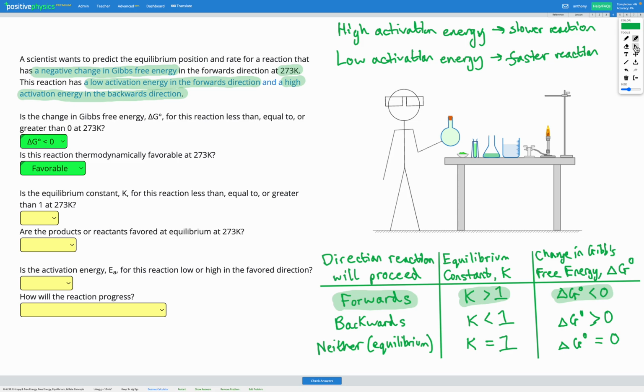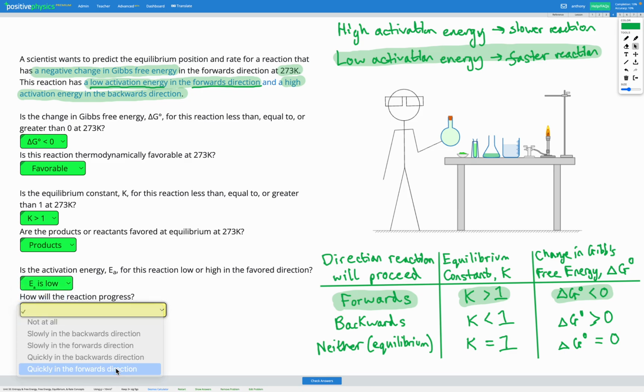So thinking about our equilibrium constant now, K is going to be greater than 1, and we're going to have our products favored at equilibrium. So we have our forwards direction happening. So now we need to think about the activation energy in the favored direction. We know the forwards direction is favored, and we're told we have a low activation energy in the forwards direction. If we have a low activation energy, that means we're having a faster reaction occurring. So the activation energy is low in the forwards direction, so the reaction will progress quickly in the forwards direction.